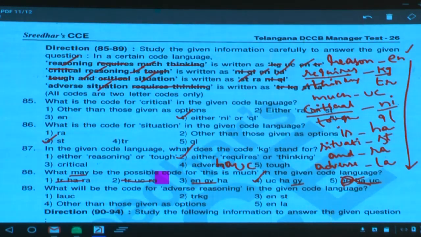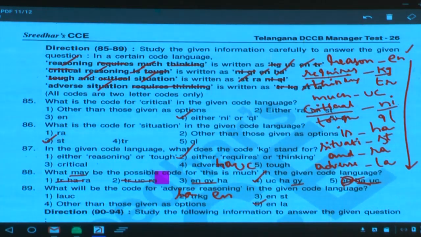Then coming to question number 89, what will be the code for adverse reasoning? The code to the word reasoning is EN and adverse is LA. Hence the code is LA, EN in any order, that is choice 5. Done with this? Now this is about question numbers 85 to 89.